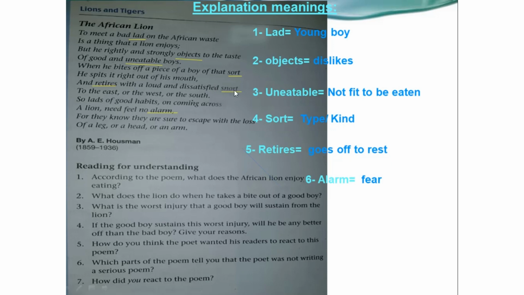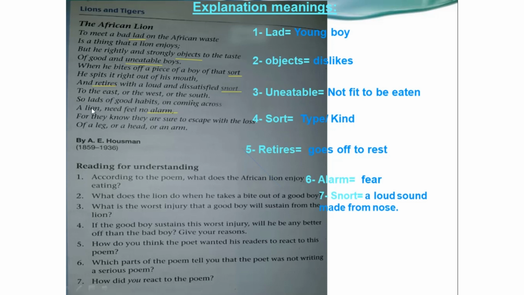So, dissatisfied snort. What is a snort, students? Snort means a loud sound made from the nose. Animals make a loud sound from their nose by exhaling air. After that, let's read: "To the east or the west or the south." Here they are telling us the directions. From east, west, south. From these three directions, the fourth direction is north. In the fourth direction, in the north, lion is standing.